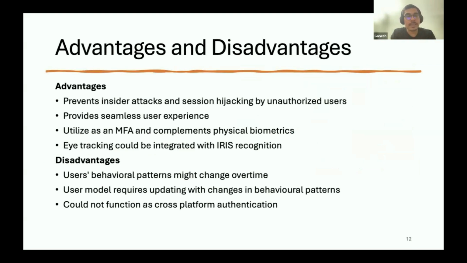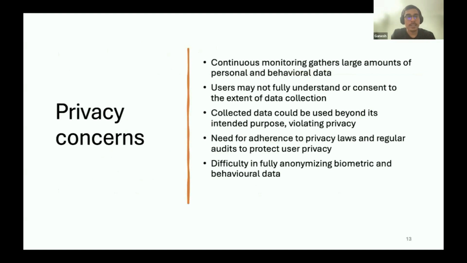So there are advantages and disadvantages of eye tracking as a continuous authentication. It prevents session hijacking, it provides a seamless user experience, and it can be used as MFA. At the same time, it also has disadvantages. Users' behavioral patterns change over time, so you need to continuously update their behavioral patterns, and it cannot function as a cross-platform authentication.